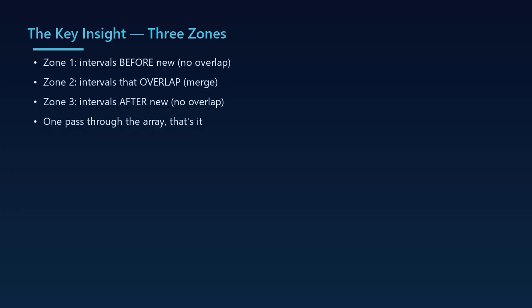Here's the key insight. Every interval falls into one of three zones. Zone 1, intervals that come completely before the new interval. No overlap. Just add them. Zone 2, intervals that overlap with the new interval. Merge them all by expanding the new interval. Zone 3, intervals that come completely after the new interval. No overlap. Add the merged interval, then dump everything remaining. One single pass. No sorting needed.